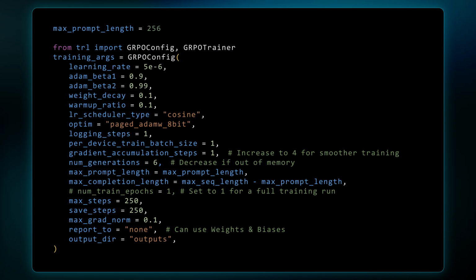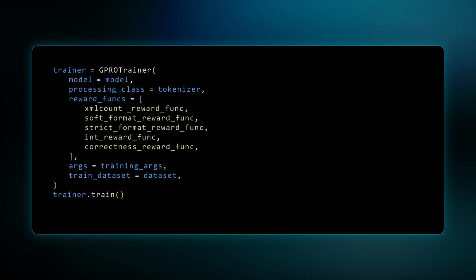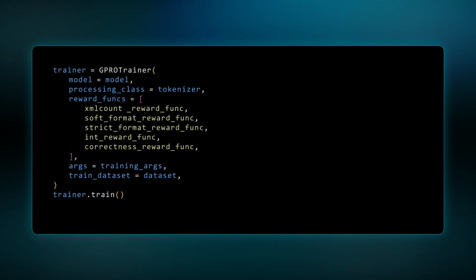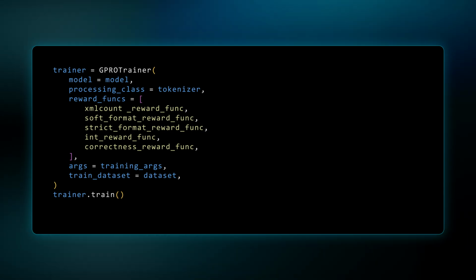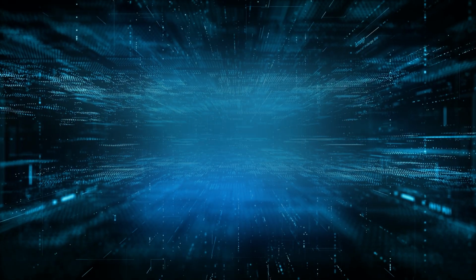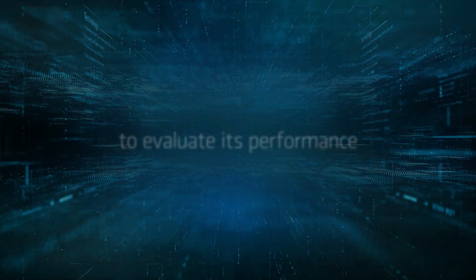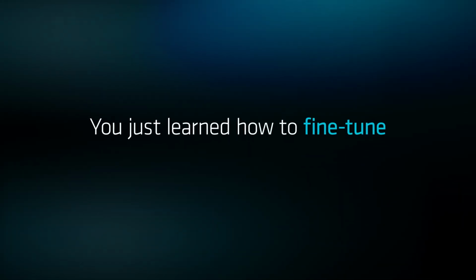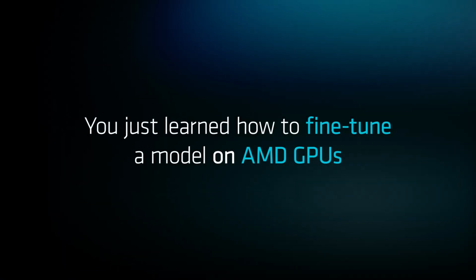During training, the model outputs metrics such as training loss, step progress, and runtime performance, which can be monitored for insights. After training is complete, save the model. The final step is to load the fine-tuned model and run inference to evaluate its performance. And congratulations, you just learned how to fine-tune a model on AMD GPUs.